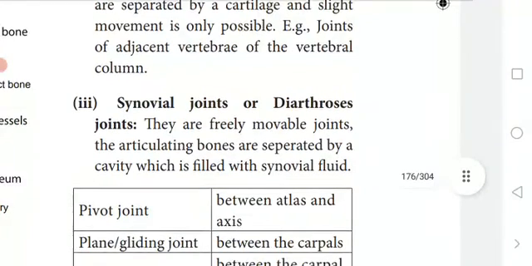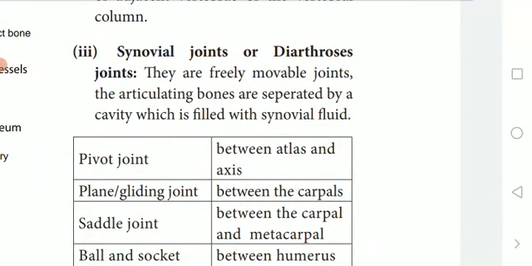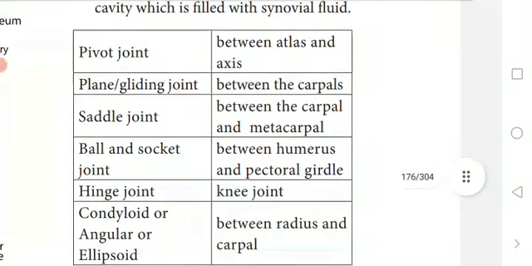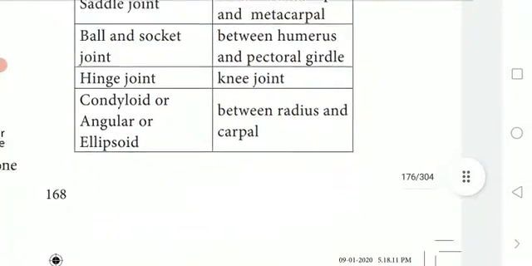The next one, synovial joints. They are freely movable joints in which the articulating bones are separated by a cavity filled with synovial fluid. Just go through the different types of joints.